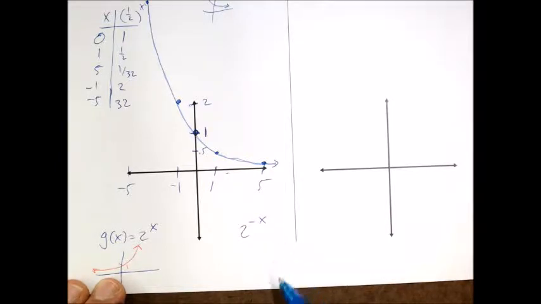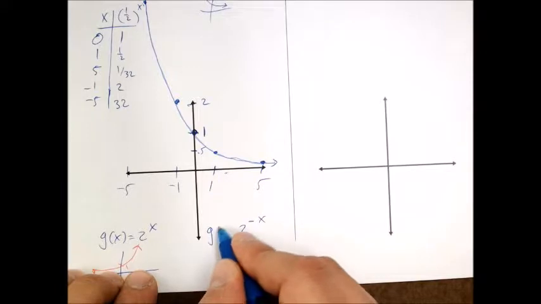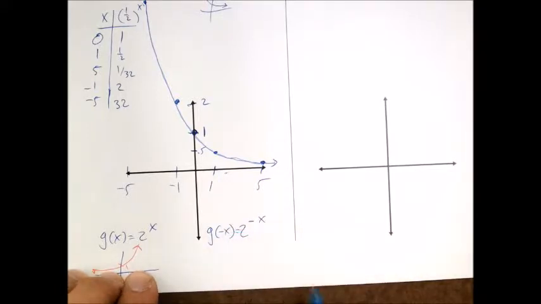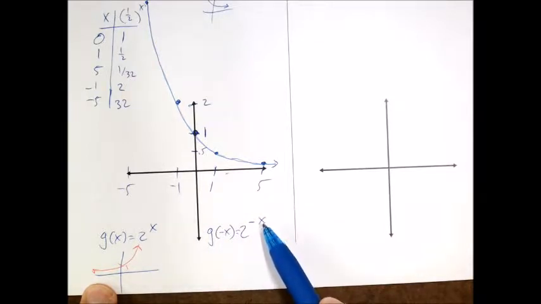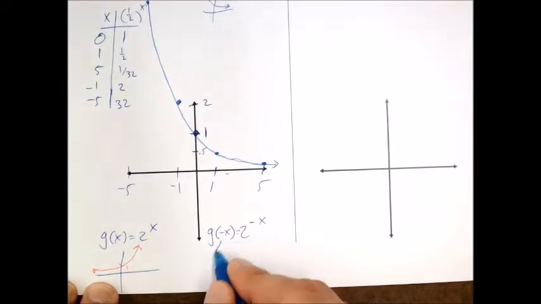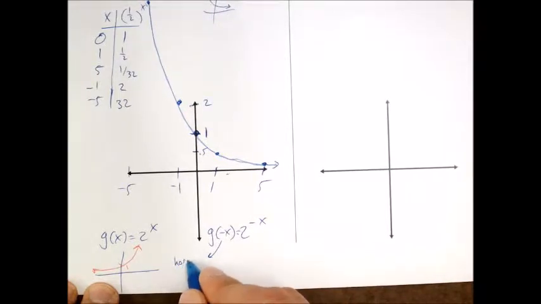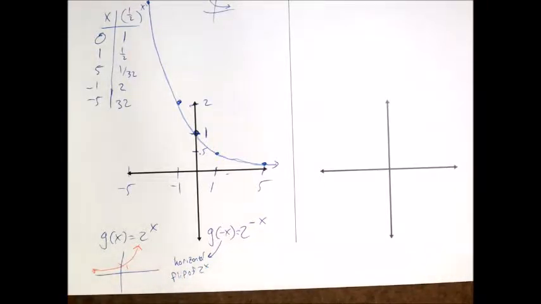What kind of flip? Horizontal. Yeah, it's a horizontal flip, right? This is like a g of minus x situation. If g of x was 2 to the x, then g of minus x would be 2 to the minus x, right? And so this is a horizontal flip of 2 to the x. And so that's really how we want to think about this.